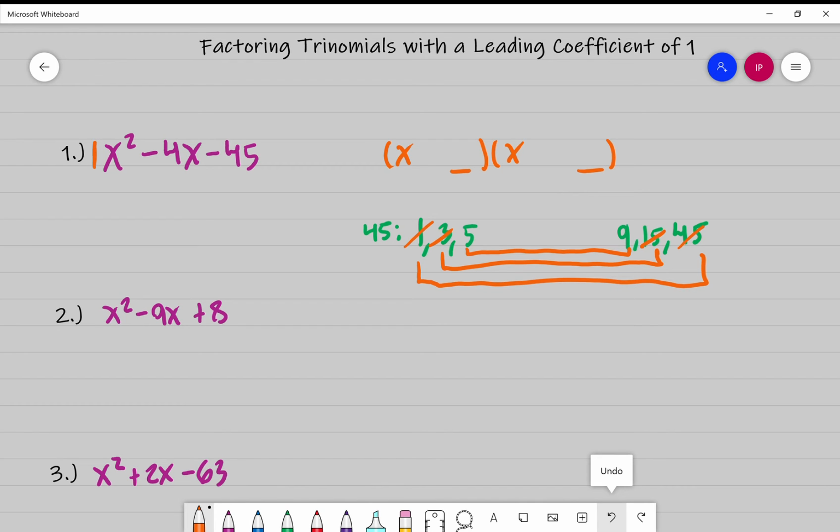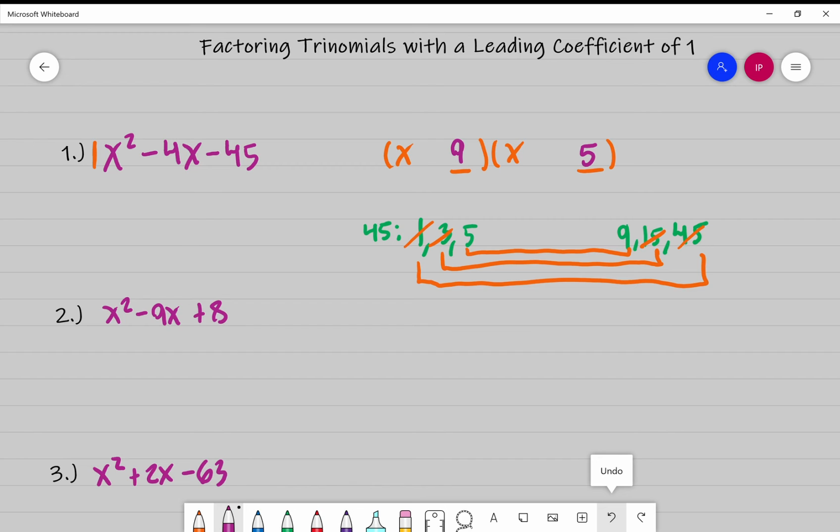So the last one is 5 and 9. So we do know 5 times 9 is 45. So that pans out. But what about adding or subtracting? Well, we know 5 plus 9 is 14, so that doesn't work. But 9 minus 5 is 4. So we know those two numbers work. So in this part, I like to put my largest number first, which is 9. So I put 9 right here and put 5 right here.